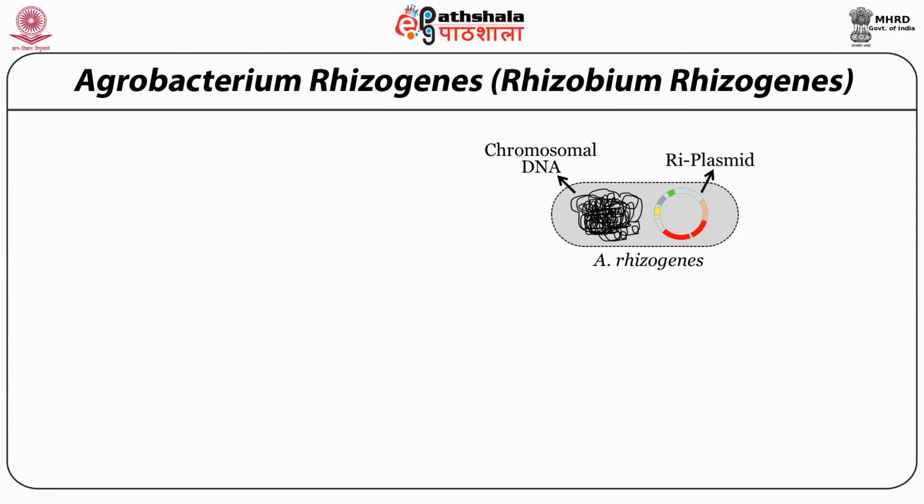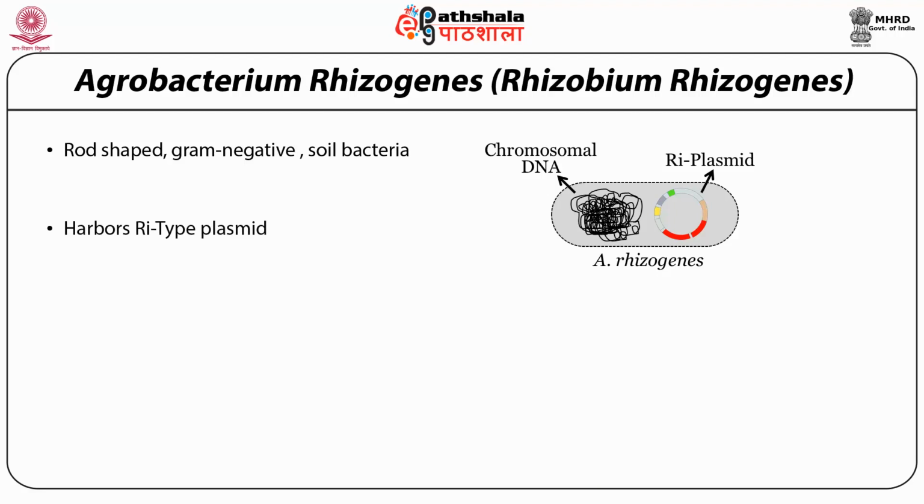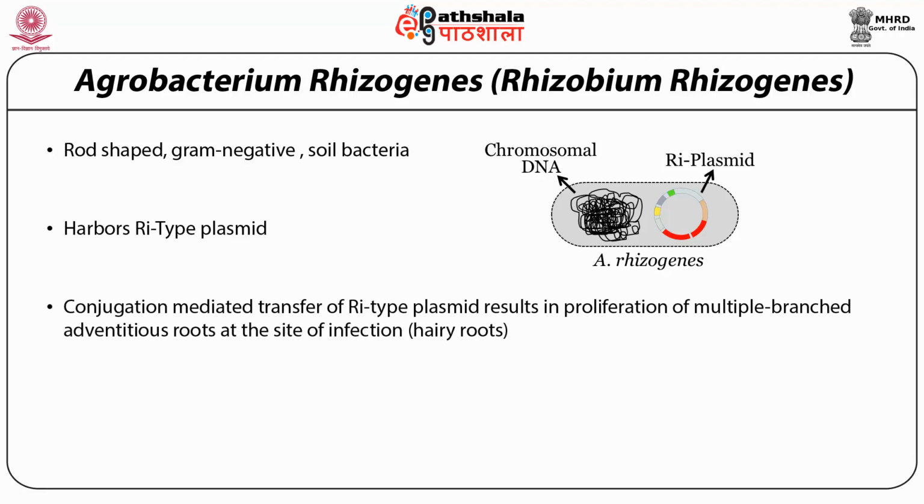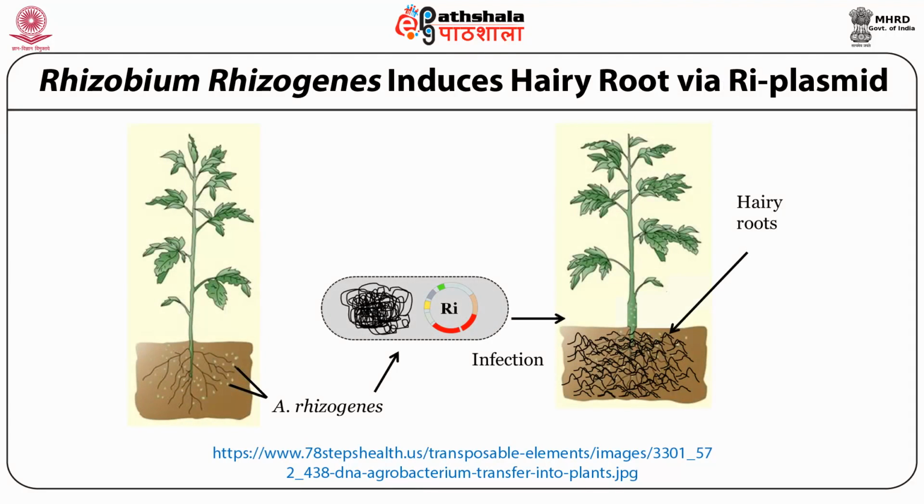Agrobacterium Rhizogenes is now renamed as Rhizobium Rhizogenes. This is a rod-shaped, gram-negative bacterium present in the soil. It harbors a Ri type plasmid, and this Ri type plasmid can induce infection at the root site and cause hairy roots if this plasmid is transferred into the plant cell. Rhizobium Rhizogenes induces hairy root via the Ri plasmid.